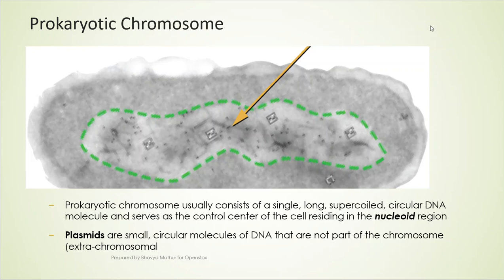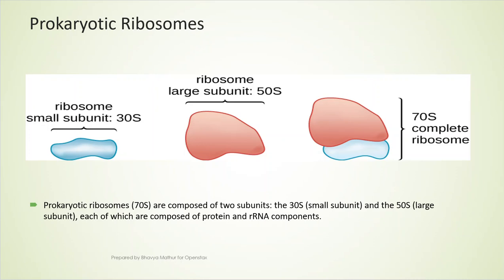Prokaryotic chromosomes. Again, bacteria generally only have one chromosome. They may have a smaller plasmid, a single long circular nucleoid region. We already talked all about that. That's a good picture though.